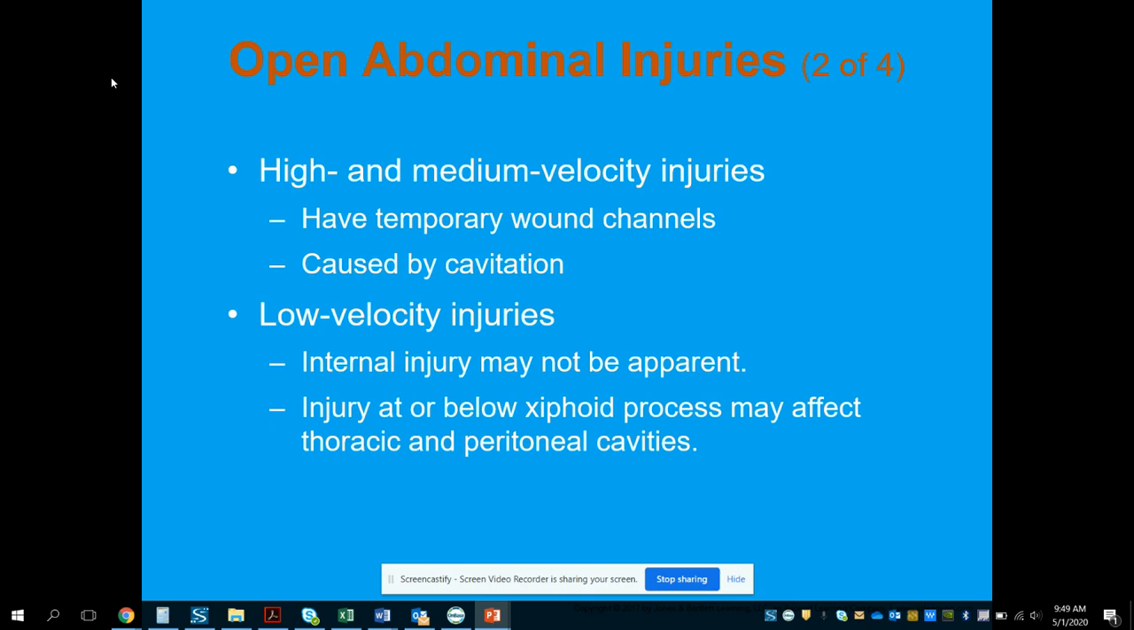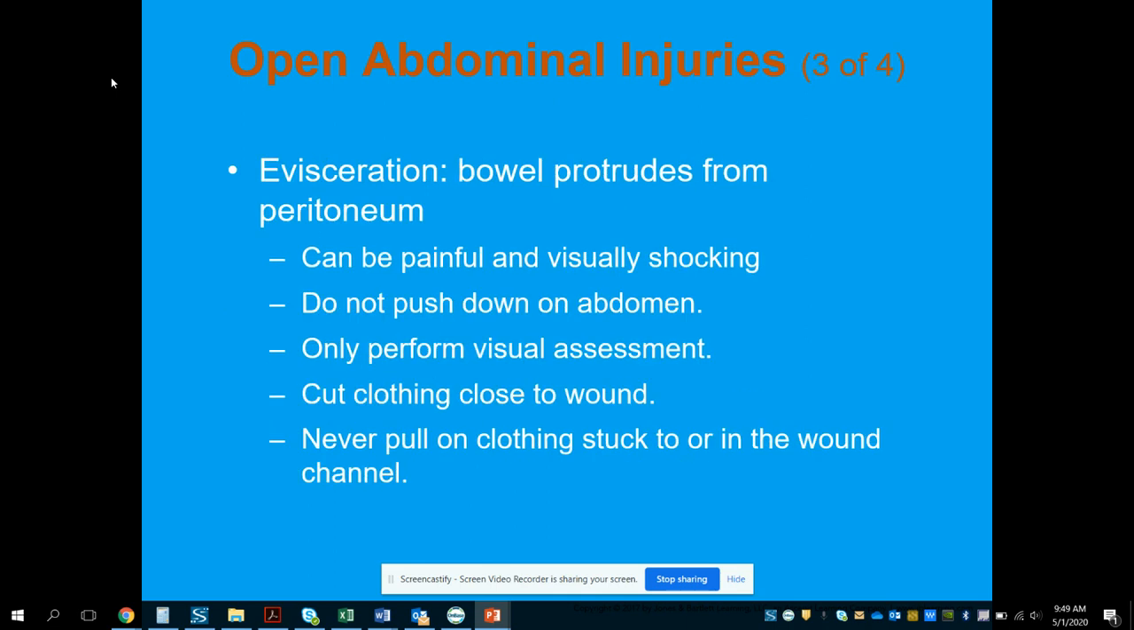So high and medium velocity injuries have those temporary wound channels that can cause that cavitation, which again we saw in the ballistic jelly previously. So just keep in mind the shock wave that can also cause damage. And then with the low velocity injuries, those internal injuries may not be so apparent. Injury at or below the xiphoid process may affect your thoracic and peritoneal cavity, so it could be affecting both the chest and the abdomen.